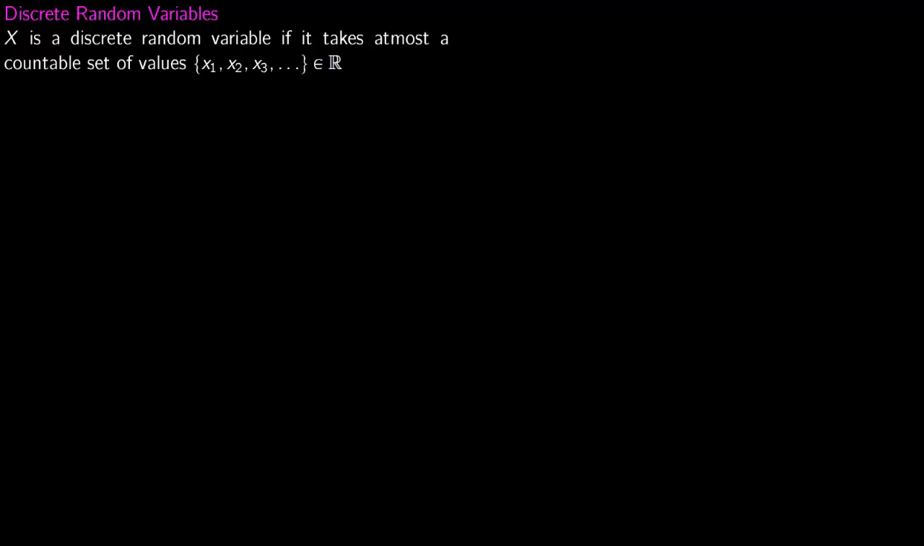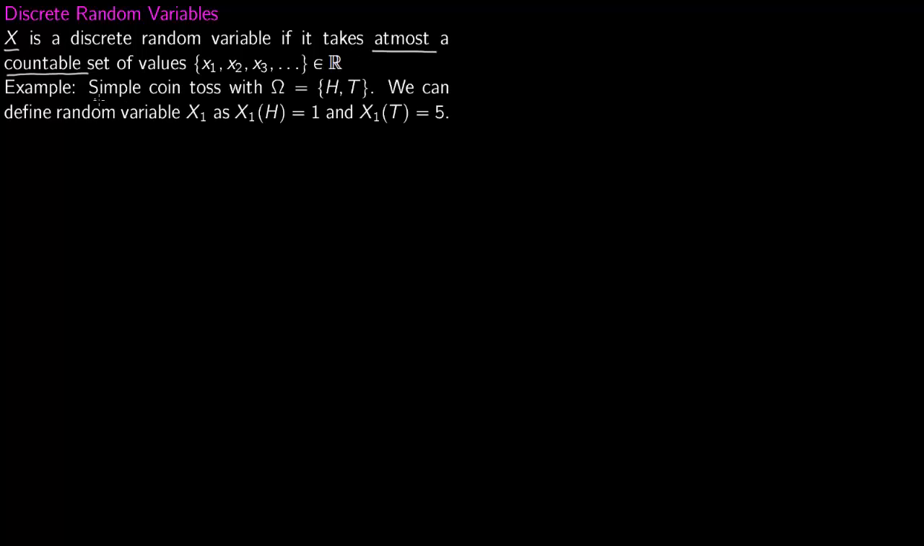We have already talked about a lot of discrete random variables. Now we will give a proper definition of it. So X is a discrete random variable if it takes at most a countable set of values. So it takes some discrete set of values x1, x2, x3 and so on in real numbers.